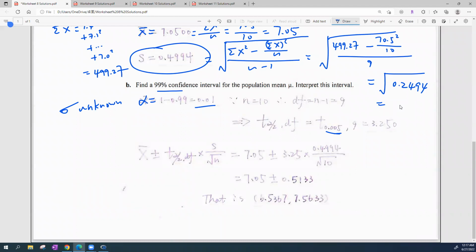Then we check the t table. From the table, we got 3.250. That's the critical value. Then plug in all the known info: x bar plus or minus 3.25 times the standard deviation we calculated from the previous question, over square root of n. That is the 99% confidence interval.